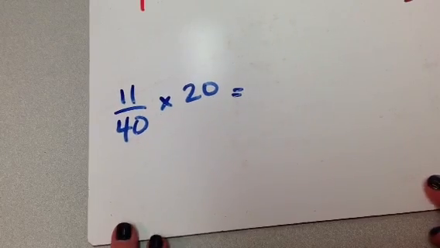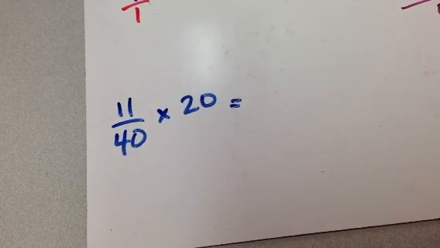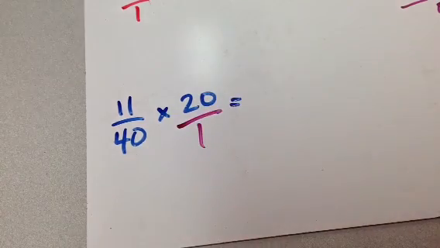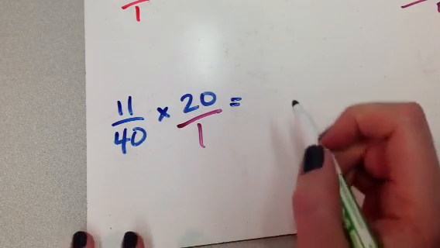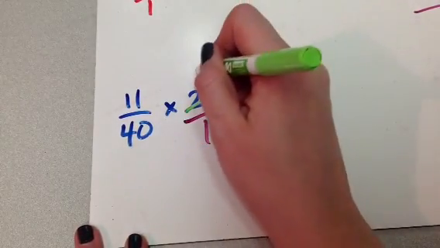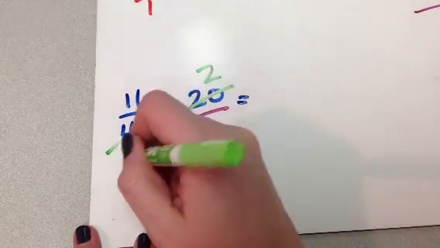Okay, here we go. 11 over 40 times 20. This is a whole number, right? All I have to do is draw a line, put a 1 under it, and then I can solve. I can cross-cancel in everything, whatever I need to do. Well, 20 and 40, I can divide 10 out of both of those, right? 20 divided by 10 is 2. 40 divided by 10 is 4.